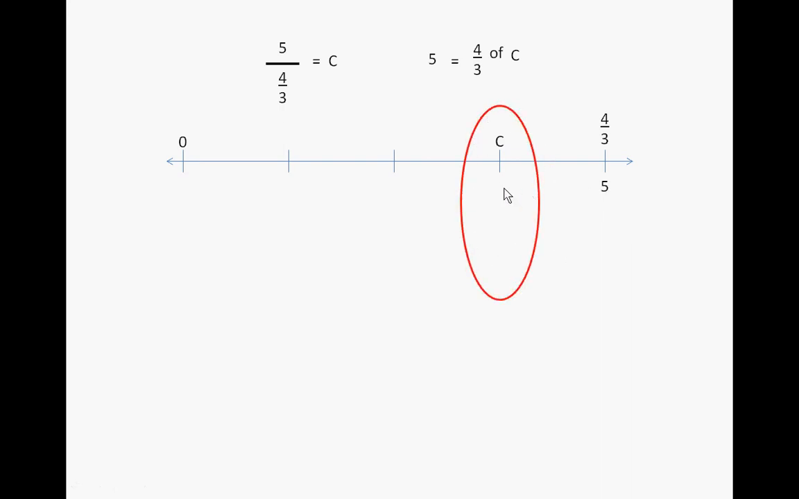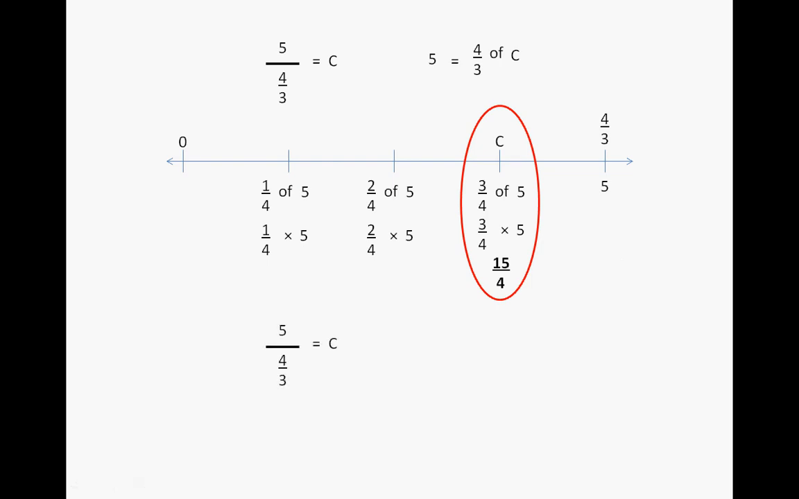So 5 has been partitioned now into 4 segments: 1, 2, 3, 4. So this would be 1/4 of 5, which is 1/4 times 5. So that means the second partition is 2/4 of 5, which means c is 3/4 of 5, or 3/4 times 5. So if we multiply that, you get 15/4, because remember 5 is just 5/1.